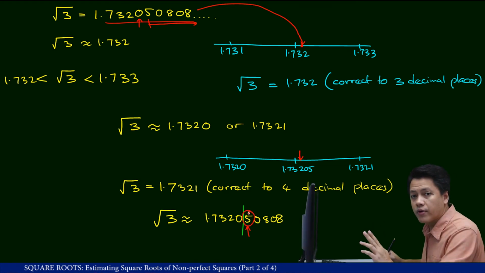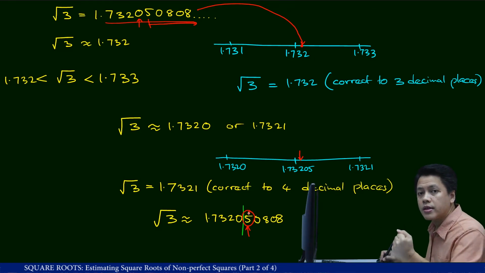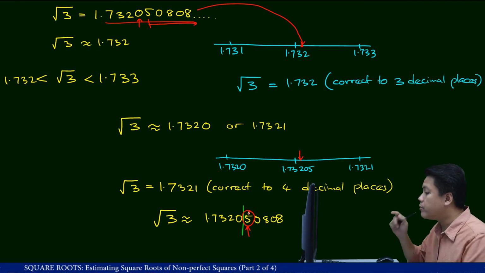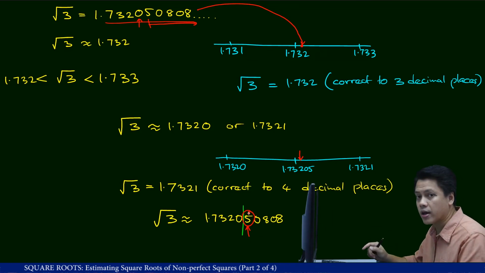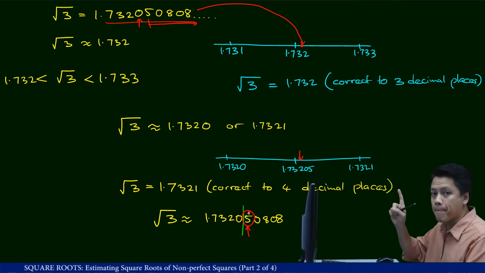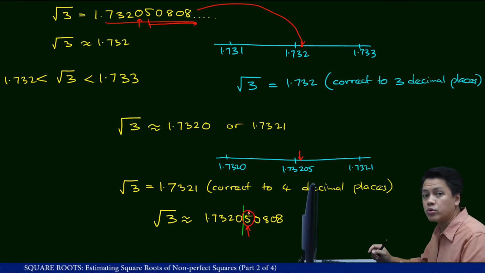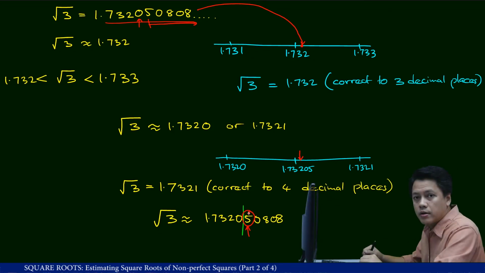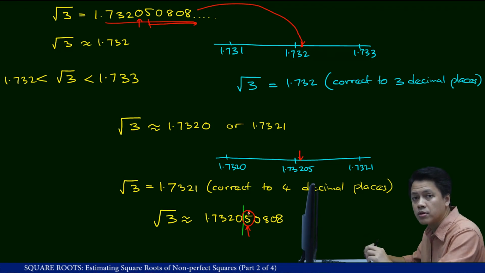If it's less than 5, so either 0, 1, 2, 3, 4, then we round it down, which means that it becomes 1.7320. But in this case, the 5th decimal place is 5. Then we round it up by adding one to the last digit, the 4th decimal place. So it becomes 1.7321. Example 2 will show you how we estimate the square root of 5 up to 4 decimal places. So stay tuned.